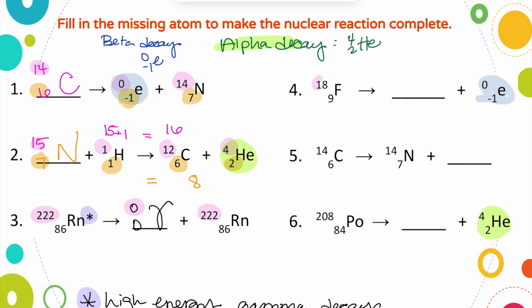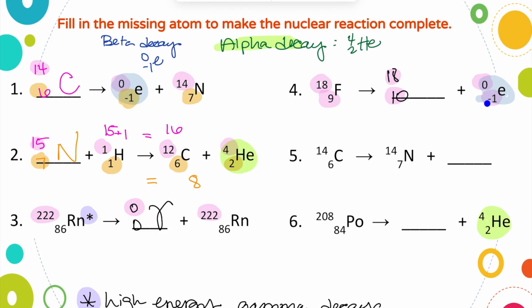Looking at our top value, 18 plus what gives me 0? Well, this is going to be an 18. 9 needs to equal what plus -1? Well, -1 plus what gives me 9? This is going to be a 10.